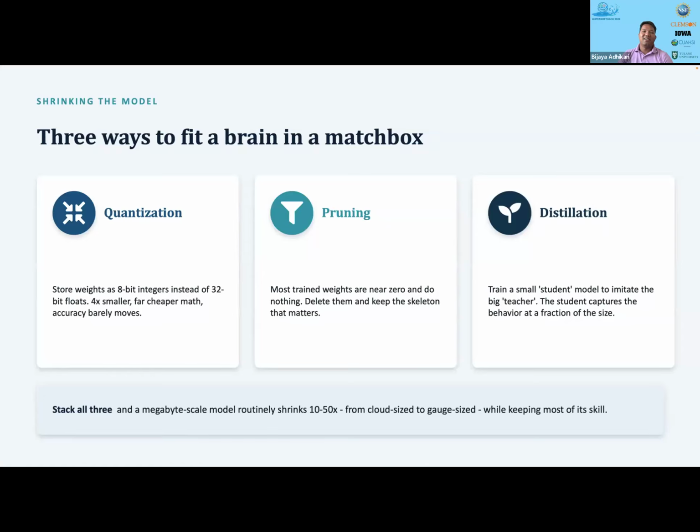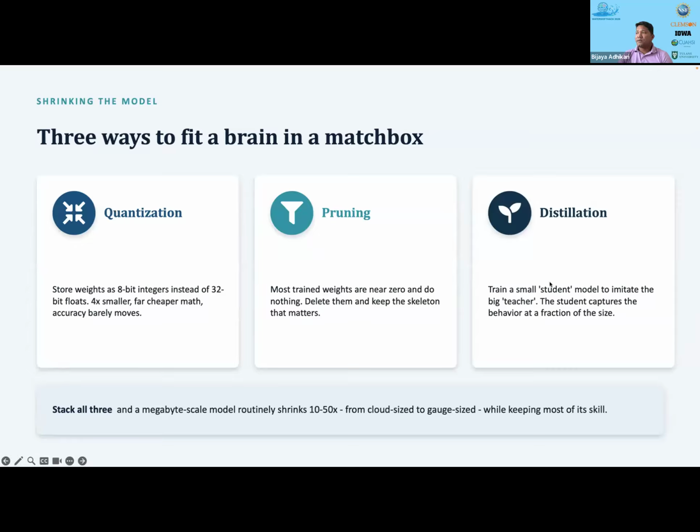If there is a flood, does it really matter that the level is either 40.5 or 40.6? It doesn't, right? Maybe just the fact that the flood is there can be detected using the 8-bit integers, right? We don't need the entire power of the precision of floating point numbers. We can also prune, as we talked about in the tiny ML slides, right? Most trained weights are near zero and do not do anything, right? So we can just delete them, and keep the skeleton that matters the most.